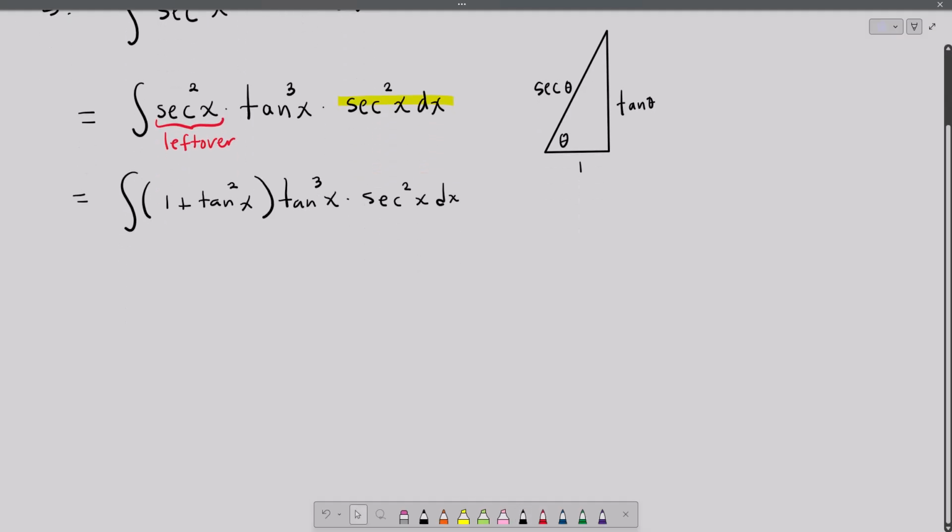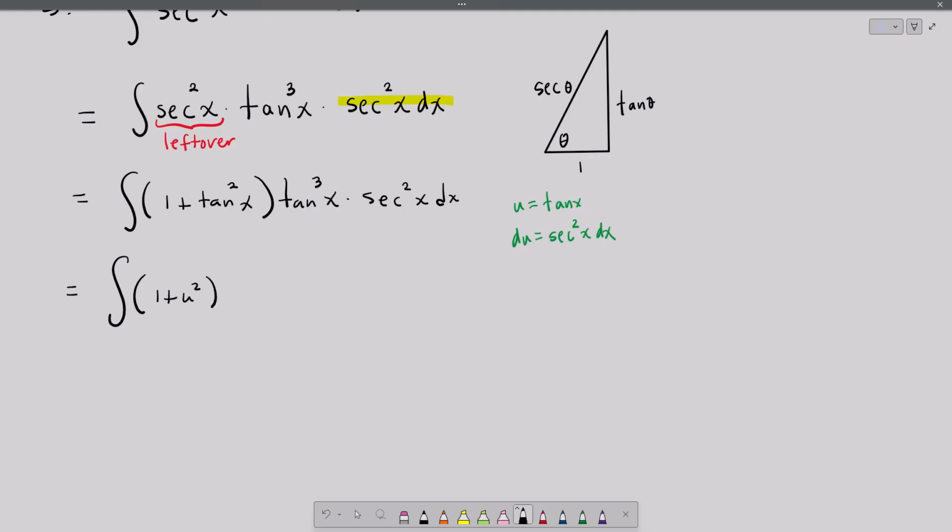And now we're good to go with u equals tangent. So if we come off to the side and let u be tangent, du is secant squared of x dx. And that will turn this into 1 plus u squared times u cubed times du. Distribute the u to the 3, power rule it for integration, and then back substitute tangents in for all the u's.